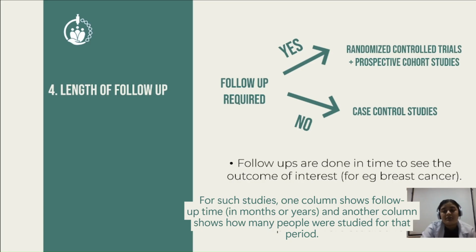So that is something that totally depends on the outcome of interest. For such studies, one column shows the length of follow-up time in months or years that people were studied for. Obviously, this is something that many people do tend to mention, and it is one of the very necessary things that need to be mentioned if you are doing a meta-analysis or systematic review.